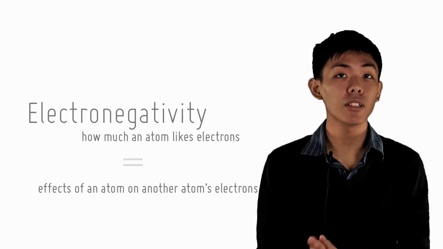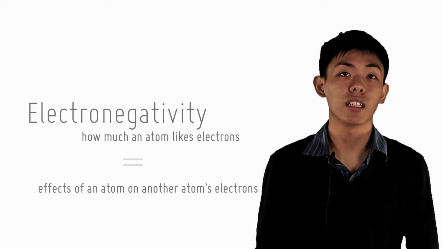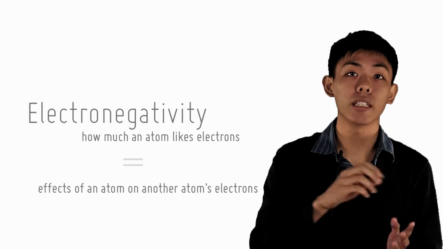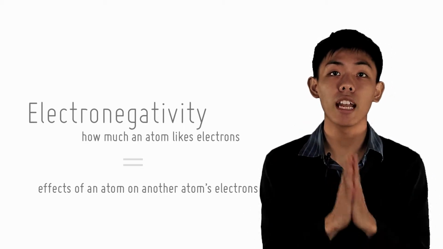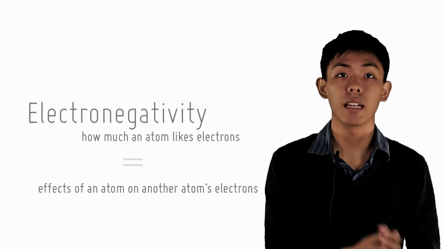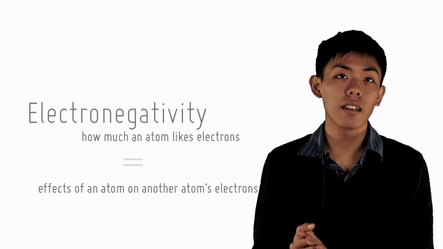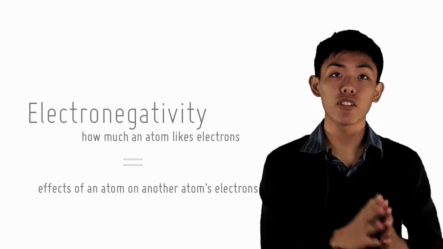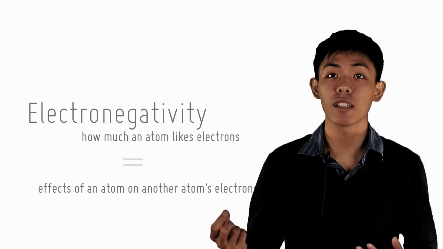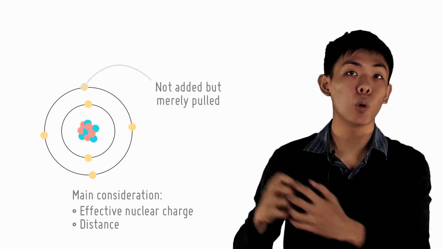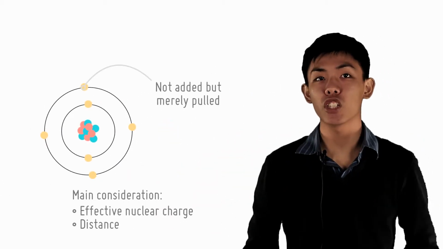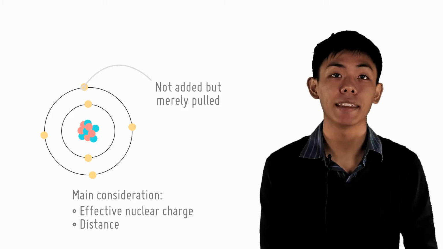In other words, electronegativity should be only relevant when we talk about the effects of an atom on another atom's electrons, while electron affinity is merely between an atom and an electron. In this case, it sounds pretty similar to electron affinity, other than the fact that electrons are not added to the orbital but merely pulled. Hence, our main consideration should be based on the effective nuclear charge and distance.